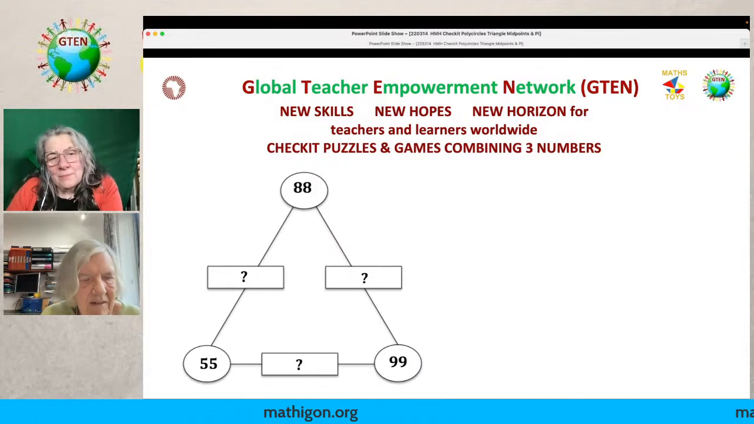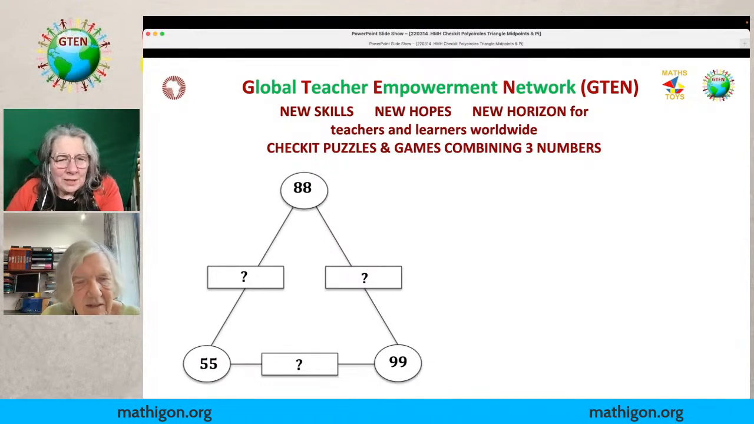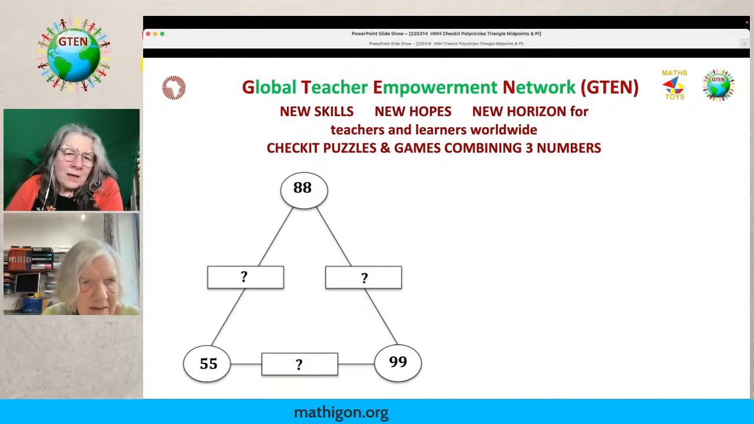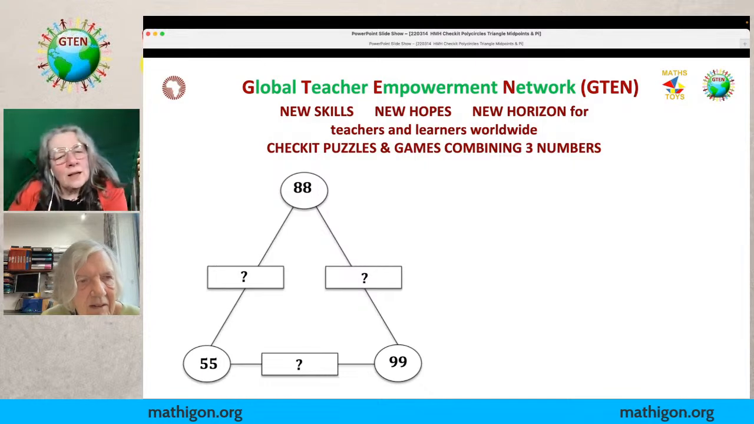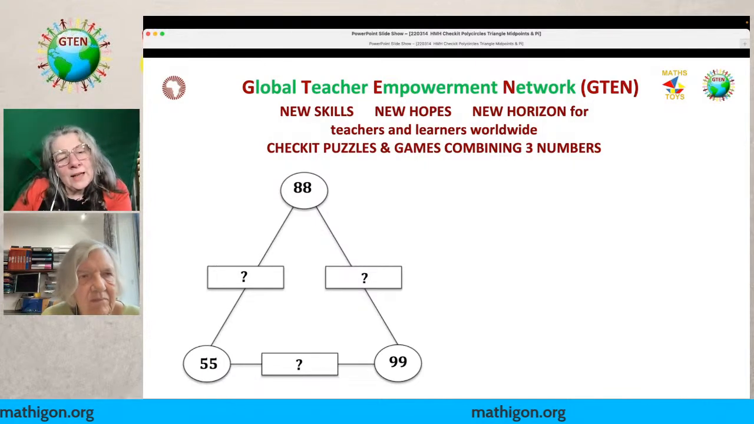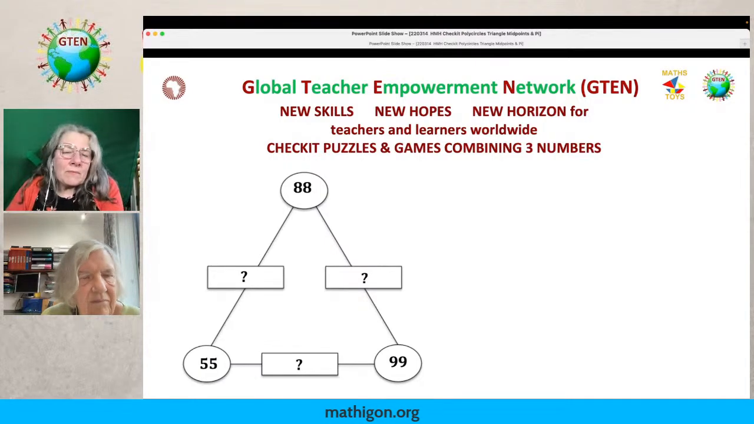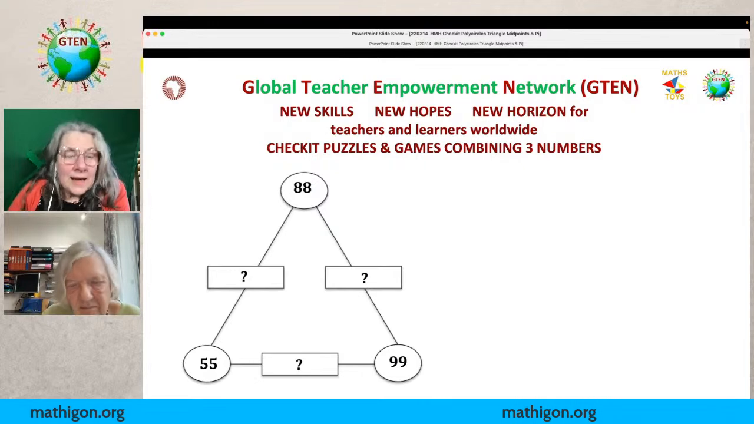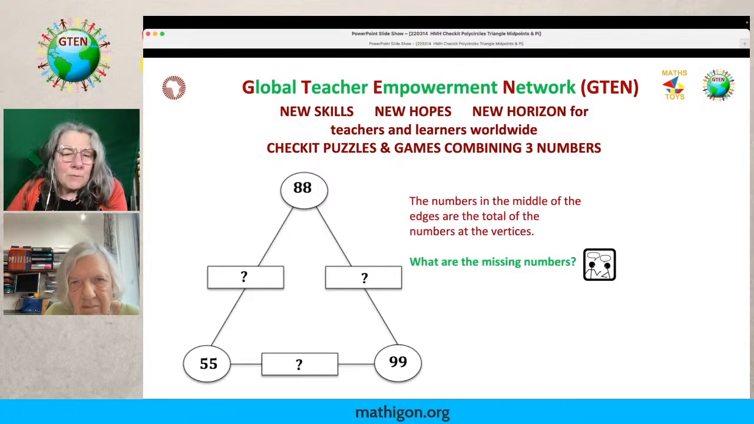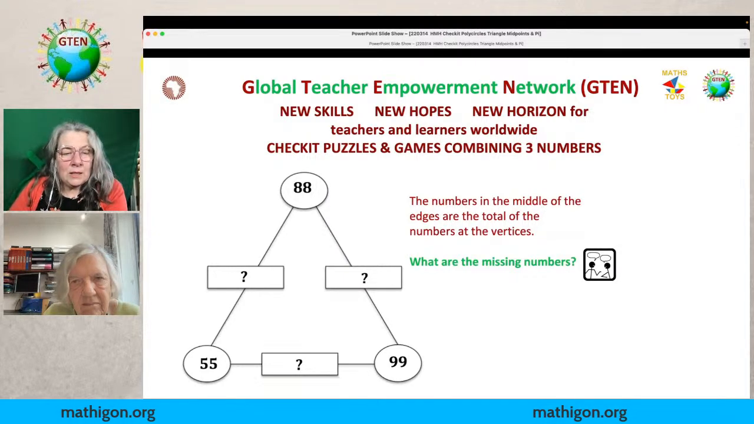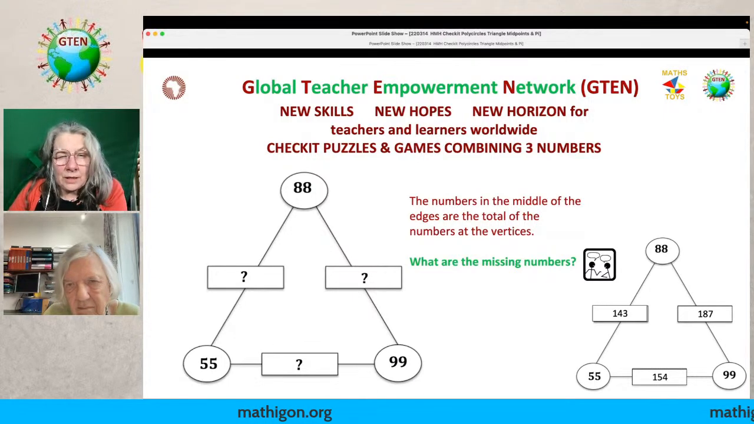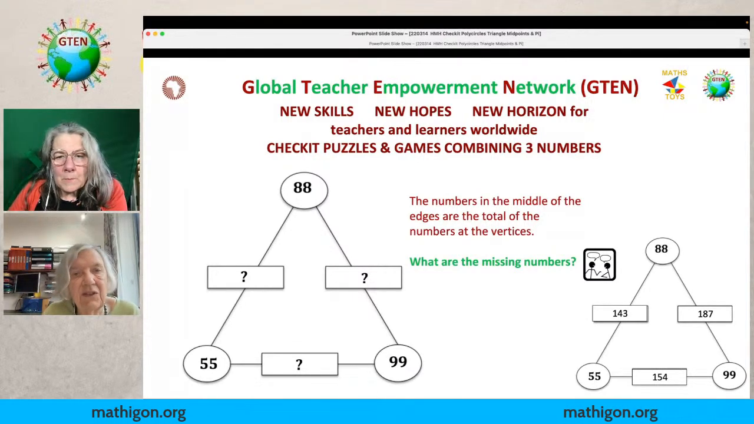Now the one at the bottom, same thing. 55 plus 100 is 155. Take away 1, 154. And on the left-hand side, I can do 88 plus 50. So that's 138. And then you've got to add another 5, so it's actually more than 50. So that's 138 plus 5, 143. There it is. And there are your answers.